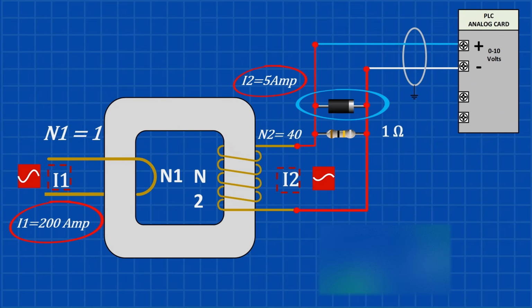Now we can connect this DC voltage signal to a 0 to 10 volt analog input on the PLC. Inside the PLC program, we then scale that voltage value so it represents the actual current flowing in the system.